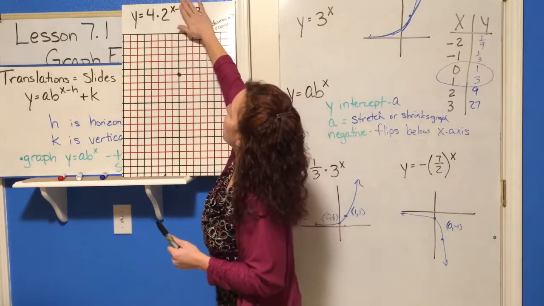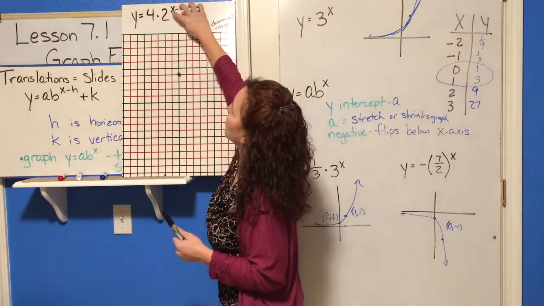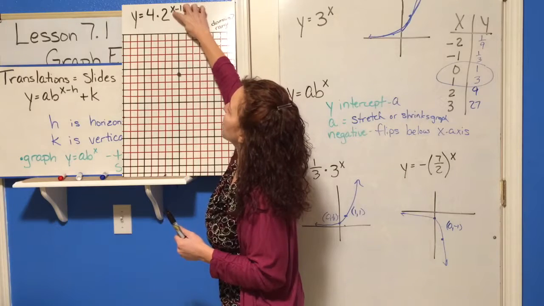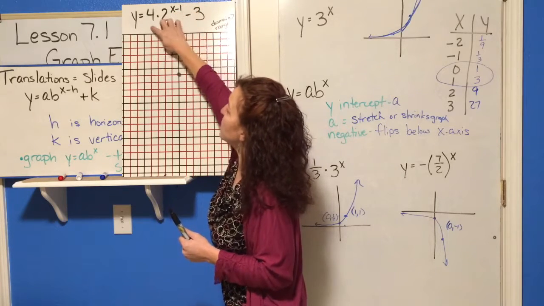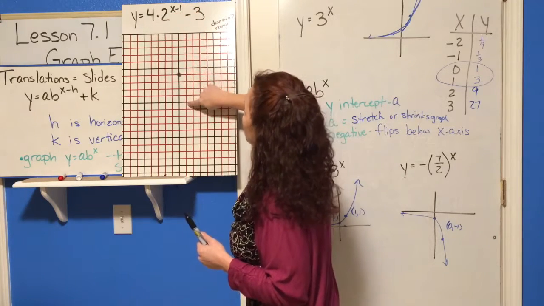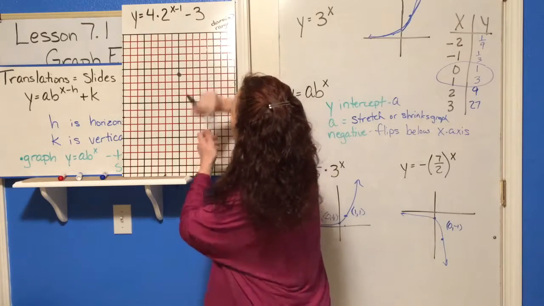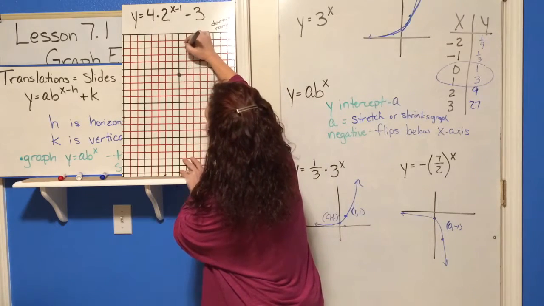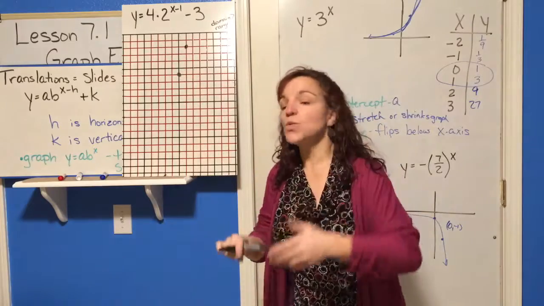And then if we were to put in 1, ignoring the h and the k, if we were to put in 1 for the x, then we have 2 times 4 is 8. So we have 1 over and 8 up: 5, 6, 7, 8 is right here. All right, so this would be the original.